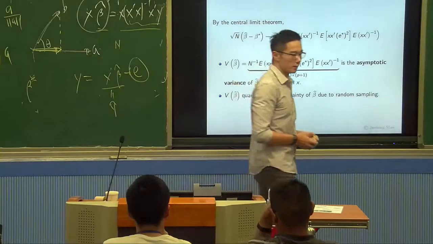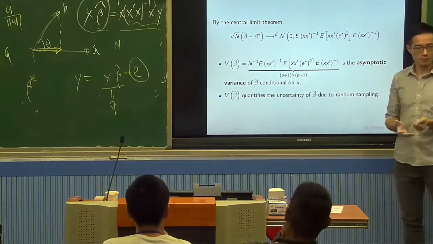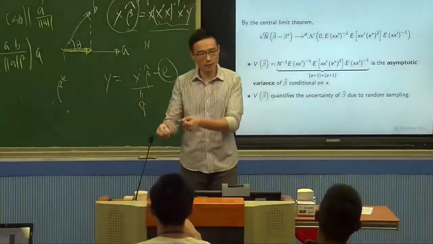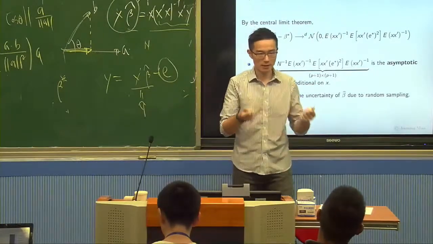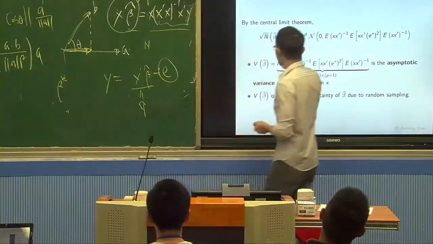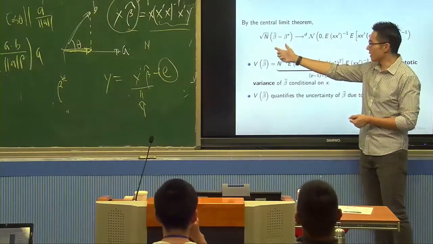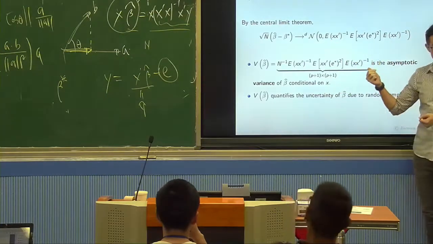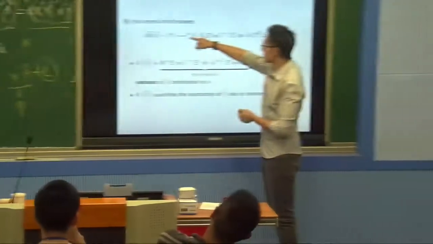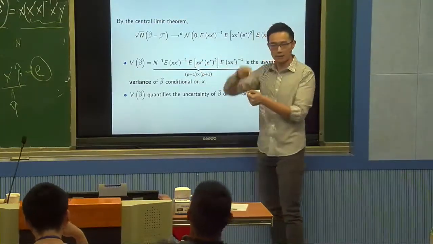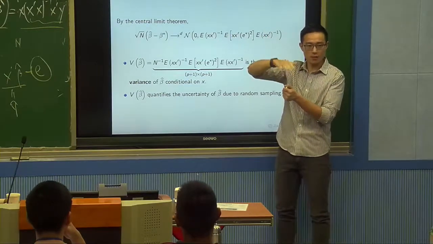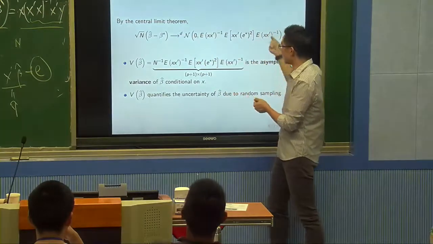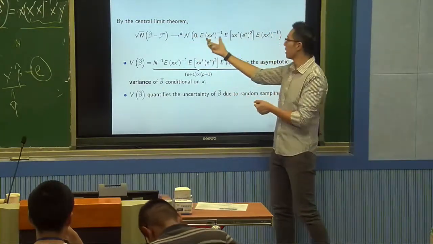So mathematically, we can use the law of large numbers and the central limit theorem to say something about the underlying beta star based on what we see as beta hat. Specifically, you can prove that the square root of n times (beta hat minus the true underlying beta star) should approach a normal distribution in large samples. This arrow D means that as our sample size n becomes larger and larger, it will approach, in the limit, a normal distribution with zero mean and with this as the variance.